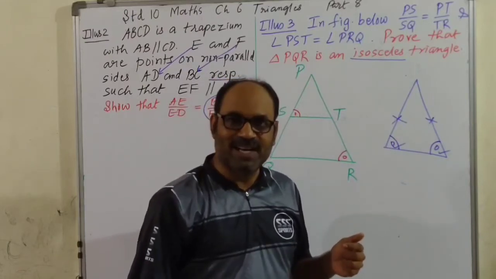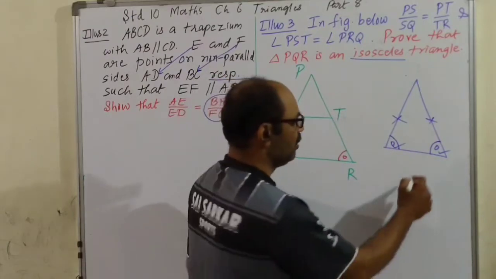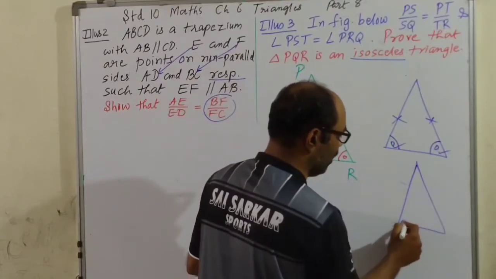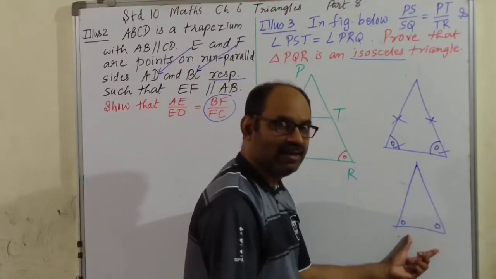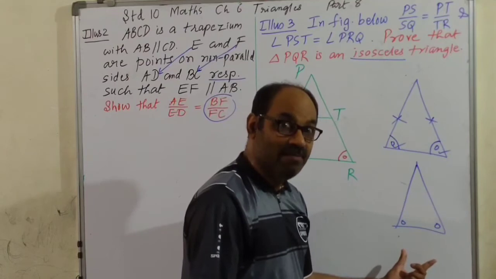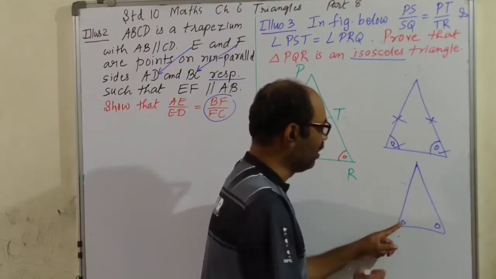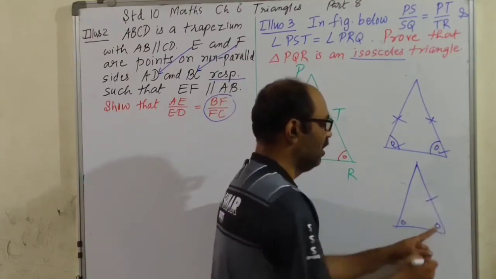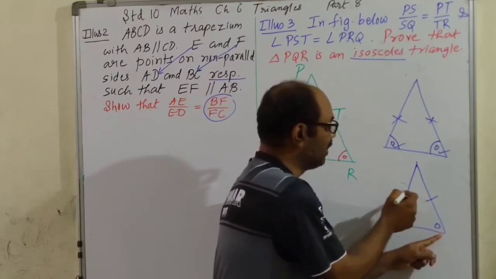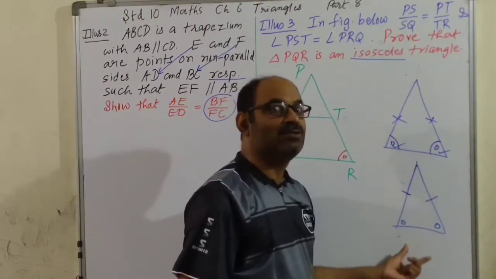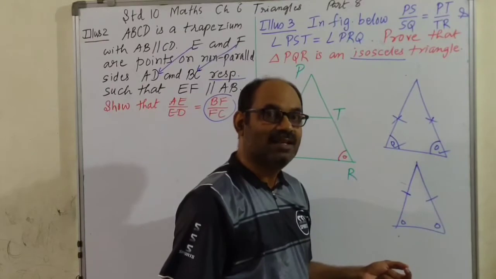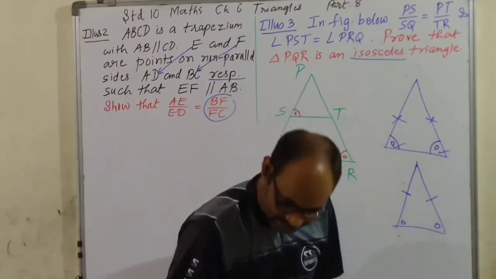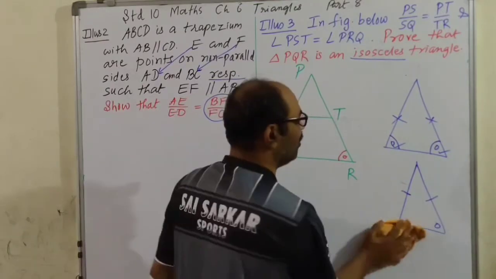Recall the result of standard 9. Suppose this triangle is given and this angle is equal to this angle. Two angles are equal in the same triangle. Then the side opposite to this angle and the side opposite to this angle are equal. That means two sides are equal, so you can say this is an isosceles triangle. Is that clear to you?